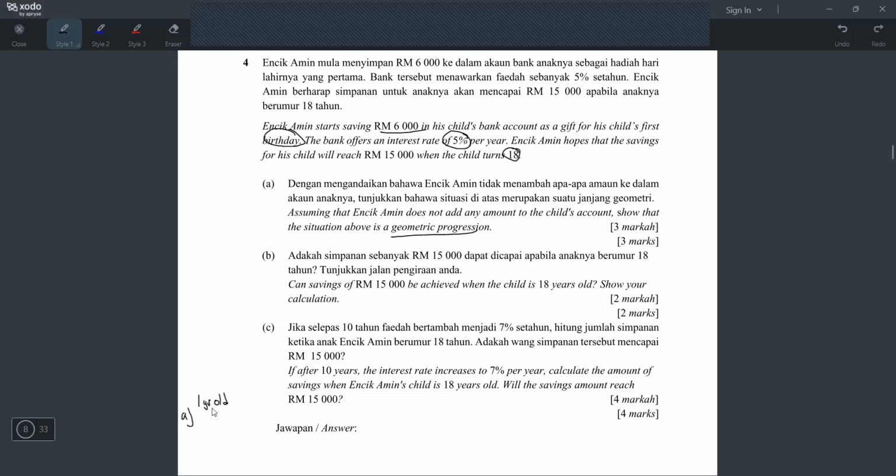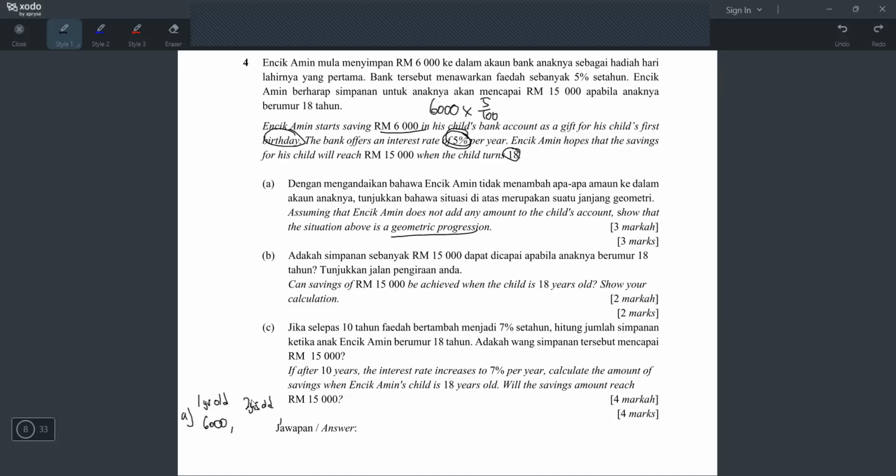The child has 6,000 ringgit in the bank account, right? So when he's 2 years old, how much does he have? The bank offers interest of 5%. I know most of you will do it like this: you take 6,000 times 5 over 100, and then you get a new value, right? And then you take this value plus 6,000, and you get the new value, and that will be the amount when he's 2 years old, right? But if you do it like this, it's very slow.